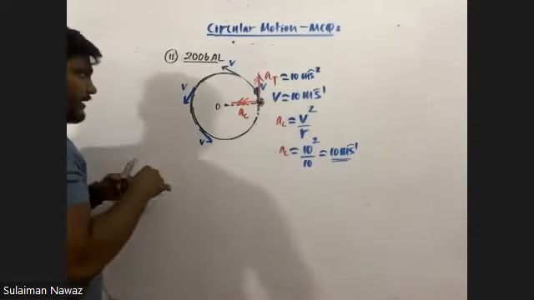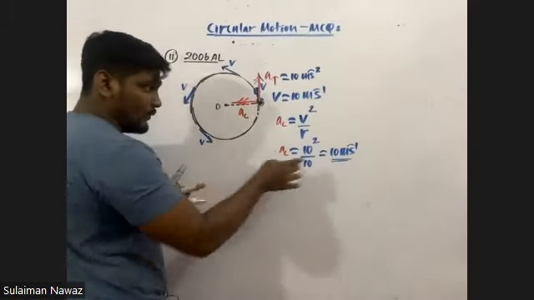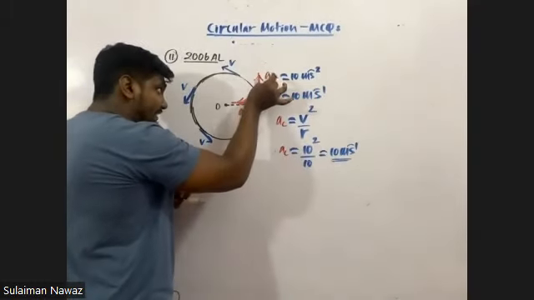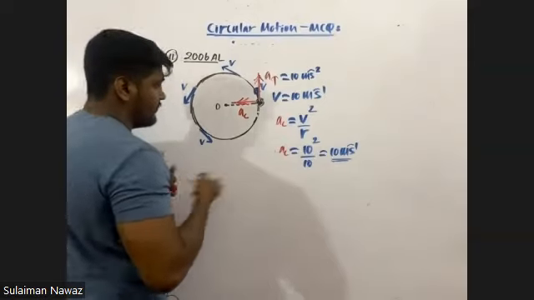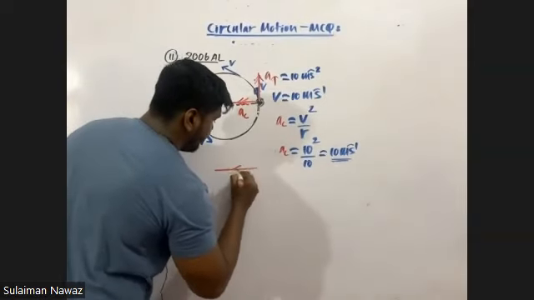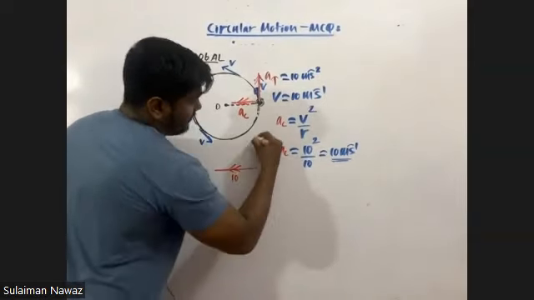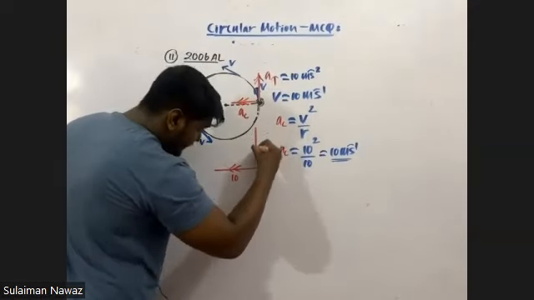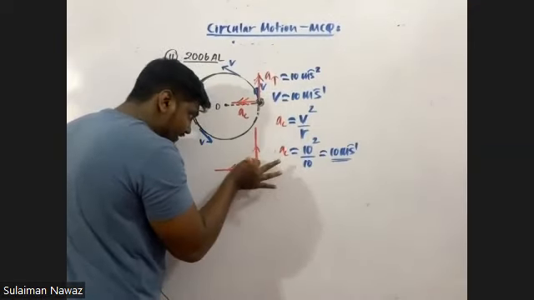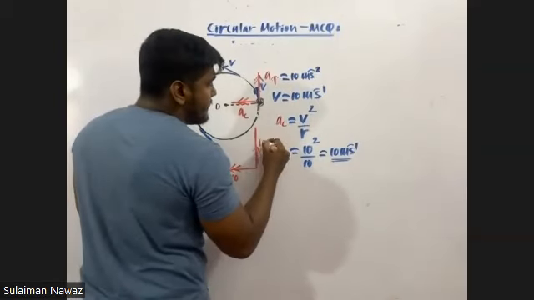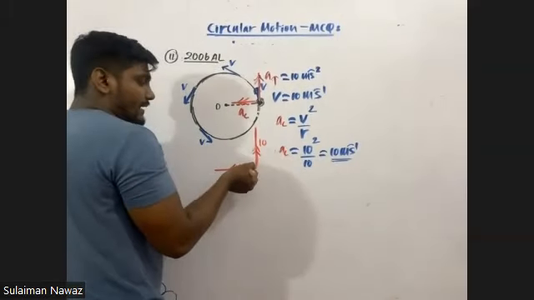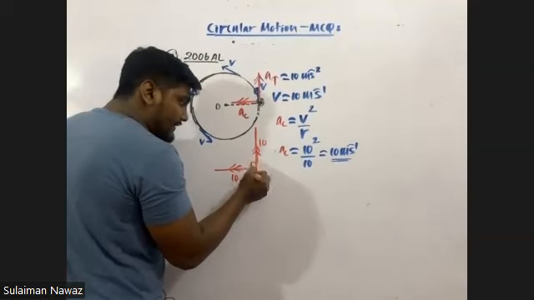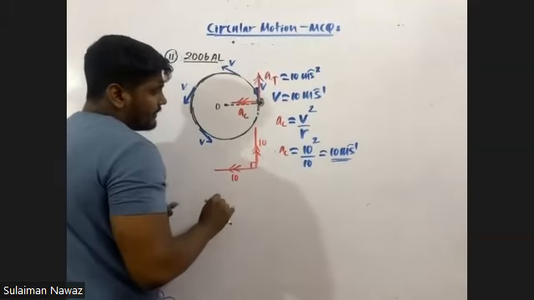So the summary now: centripetal acceleration is 10, and tangential acceleration is also 10. Then what is the resultant acceleration of both?